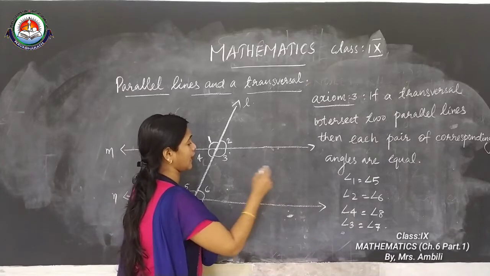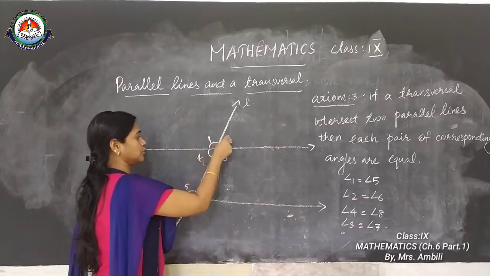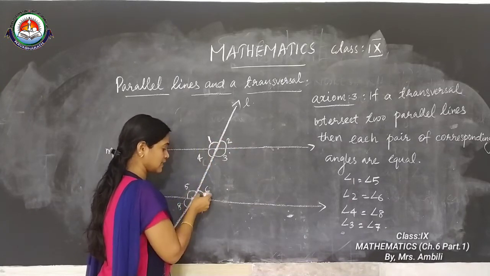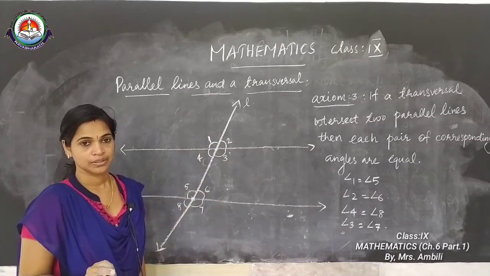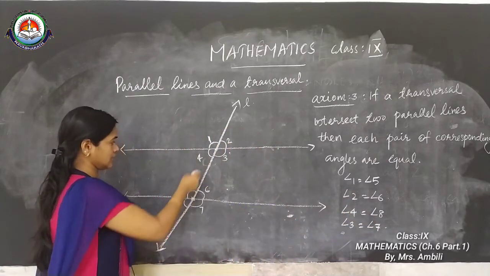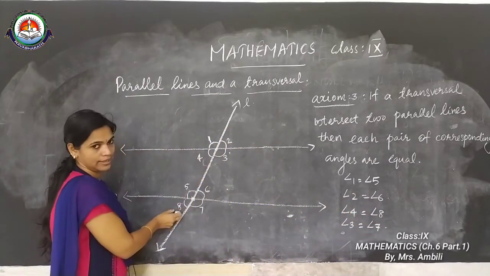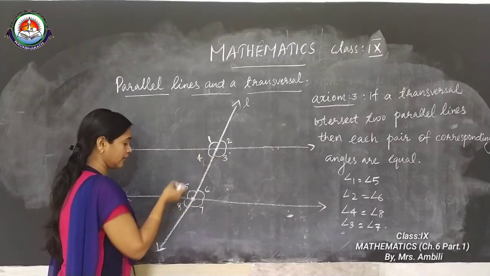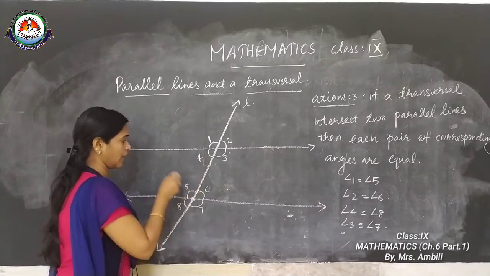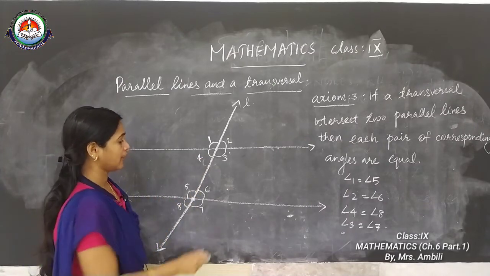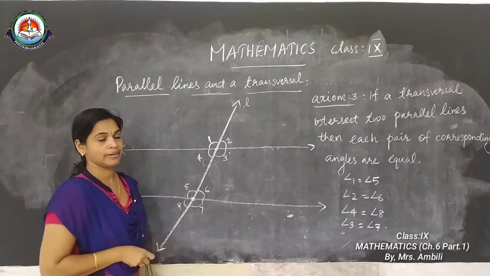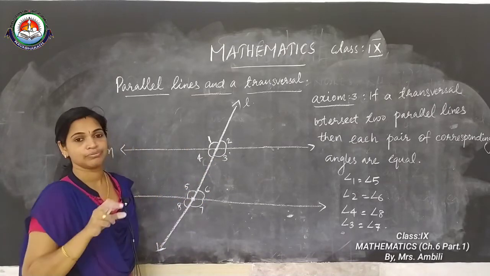Okay, the next pair, angle 2 and angle 6. Angle 2 equal to angle 6. If it is 25 degree, angle 6 is also 25 degree. Next, angle 4 equal to angle 8. These two angles are also corresponding angles. If this angle is 30 degree, angle 8 is also 30 degree. So angle 4 equal to angle 8. Next pair, angle 3 and angle 7. If angle 3 is 105 degree, then angle 7 is also 105 degree.